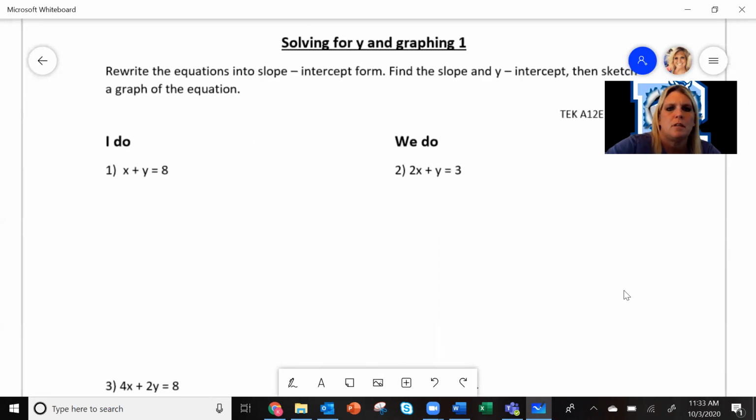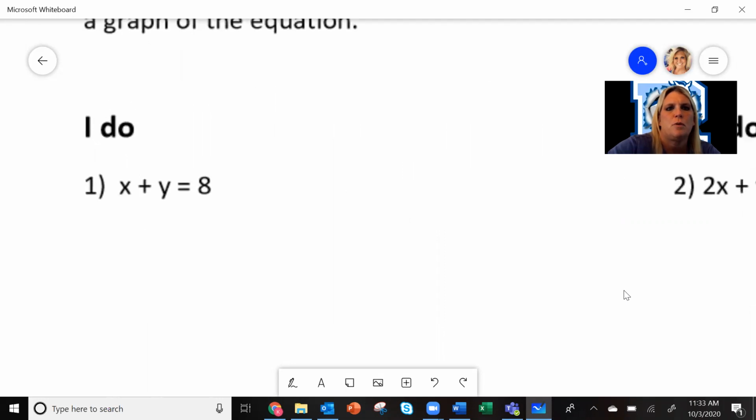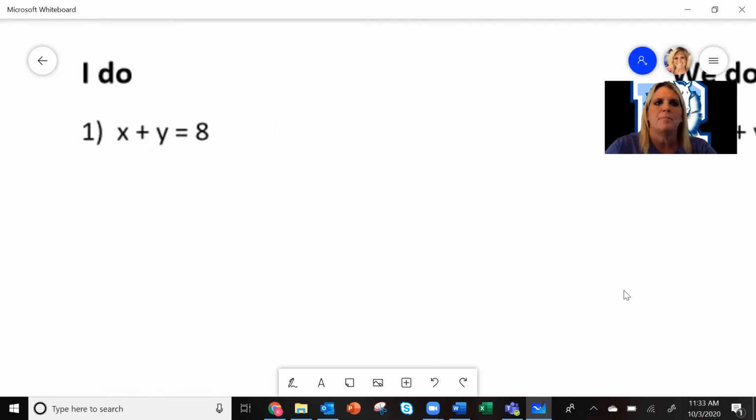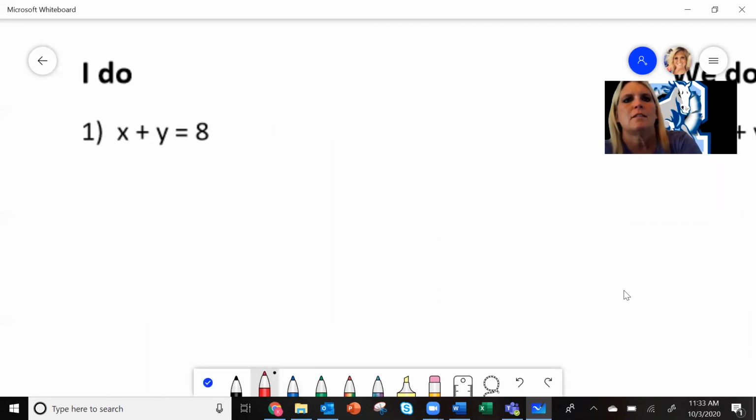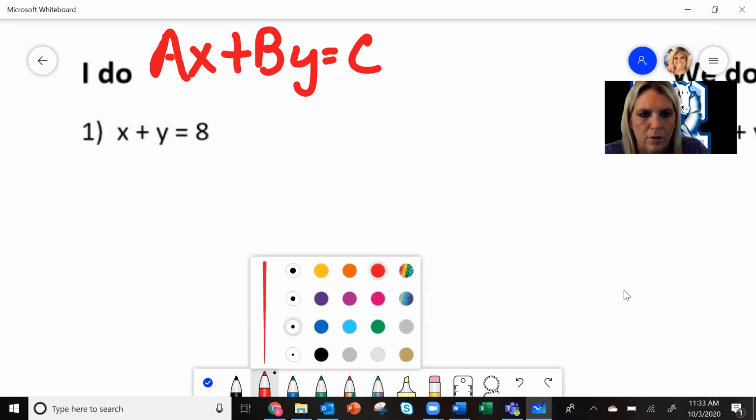So let me move this up a little bit so I can just see that first problem right there. Okay, the first thing you'll see is that this is written in standard form. Standard form, remember, is AX plus BY equals C. Okay, so that's standard form.